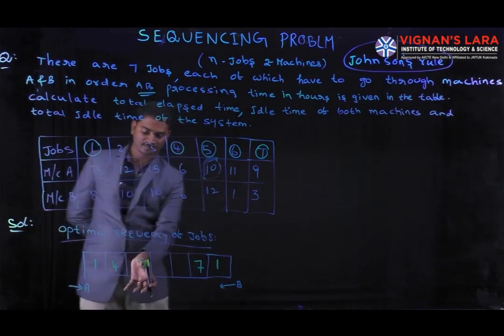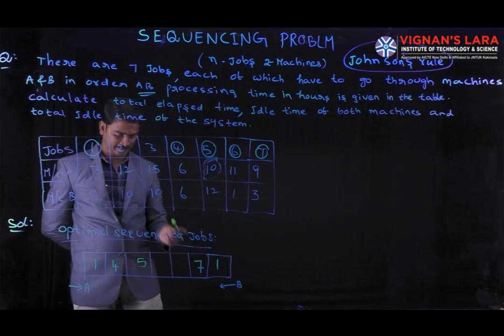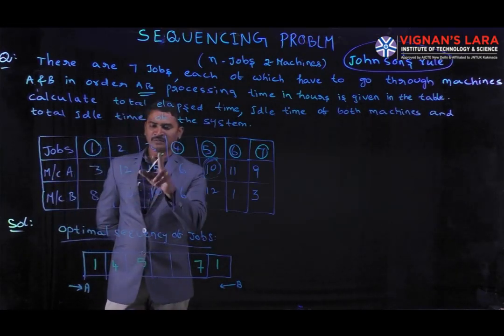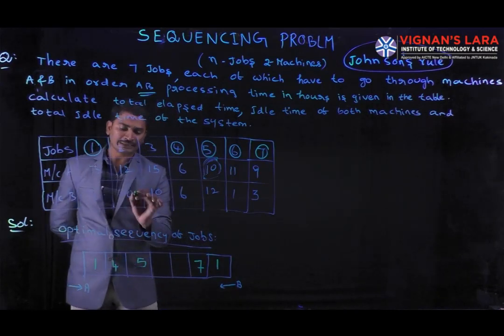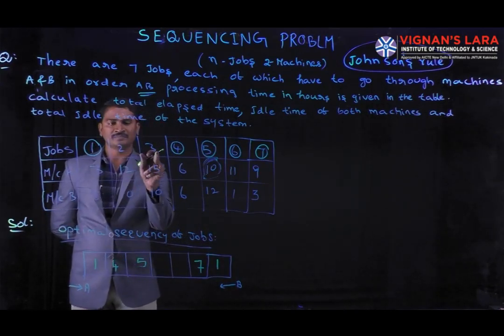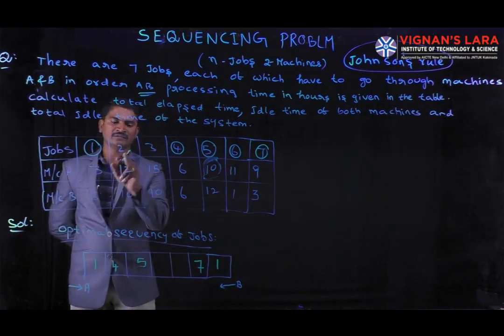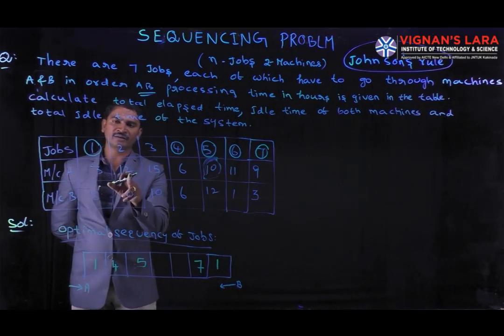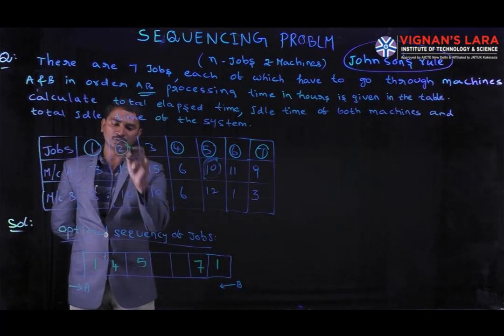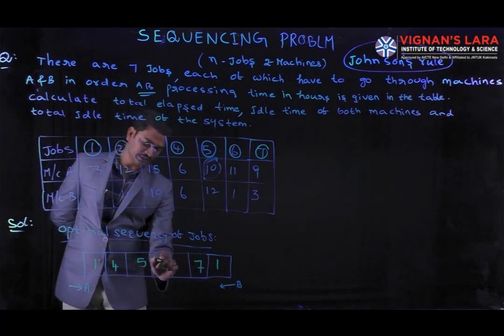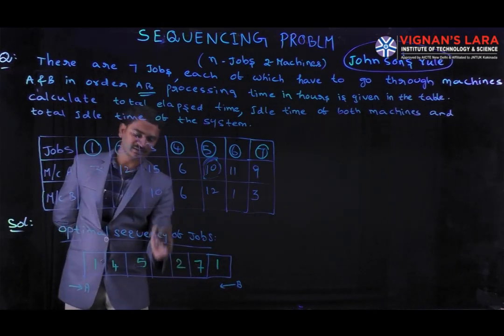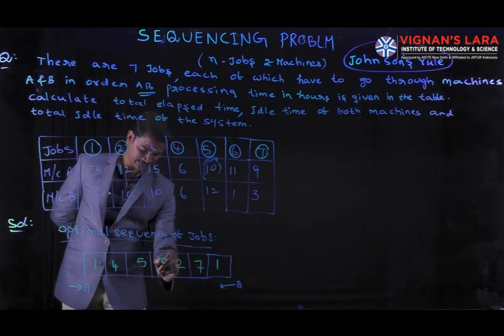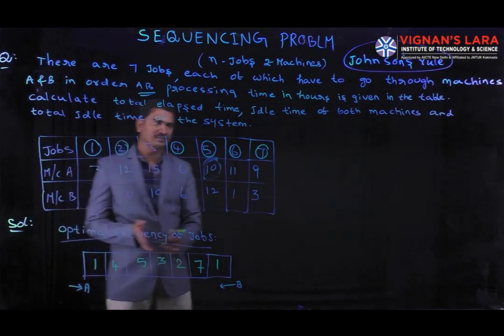Next, job 3 is there, job 2 is there. So here I would like to take 2 first, because from the serial I would like to take 2. Why? Because machine A is also having the minimum value. That's the reason I am going to take 2. Here I am going to take 2 from machine B. Next also 10 is there, so 3 I am going to take here. This is the optimal sequence of jobs.